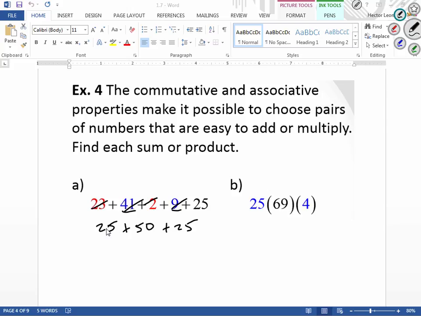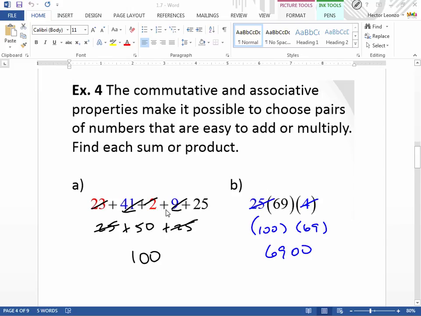Then we look at this, 25 plus 50 plus 25. What if I combine 25 plus 25? That's 50 plus another 50. My number is 100, right? So it is easy to add. And in my example B, let me do multiplication. It's easy since it's all multiplication. I can do 25 times 4. So we know that's 100. And 100 times 69, I'm going to call that 6900.